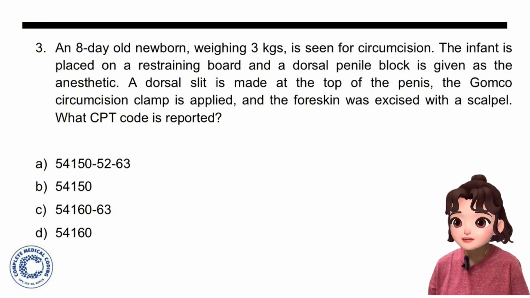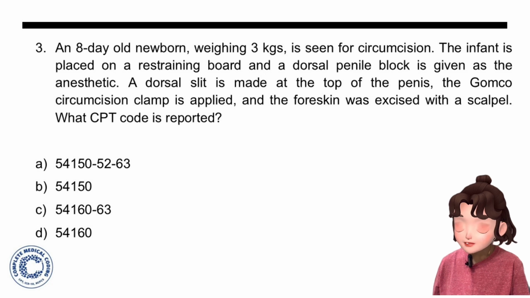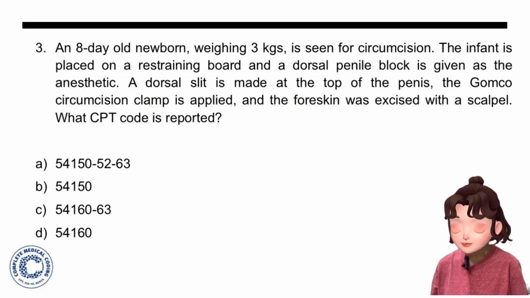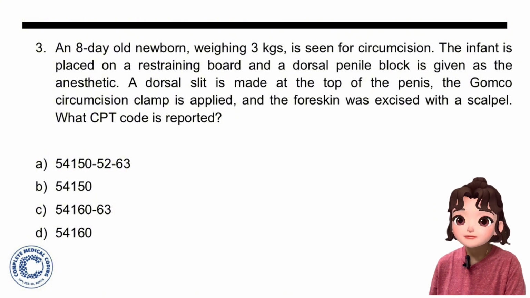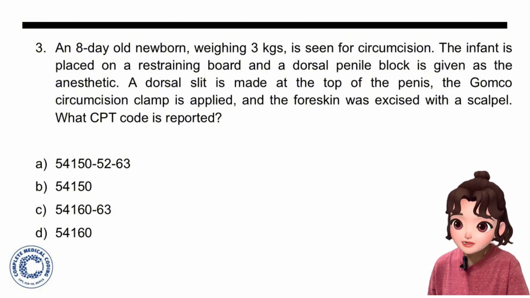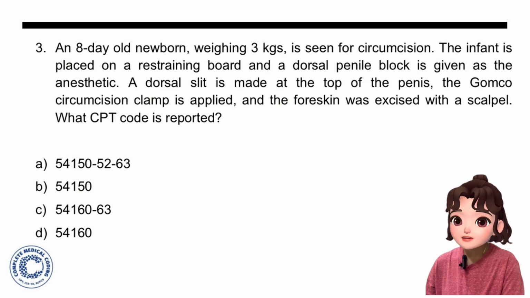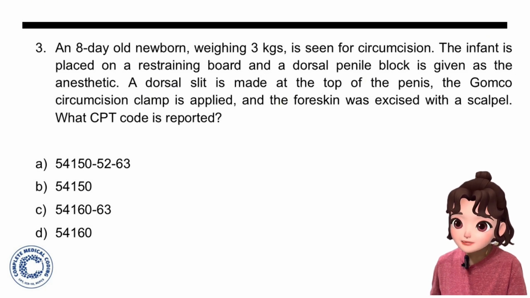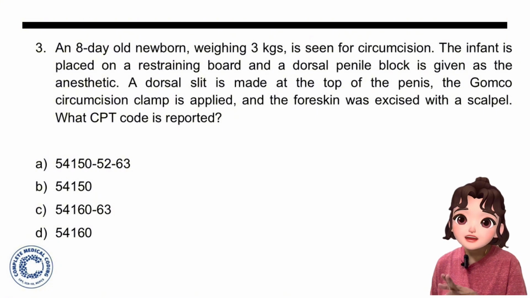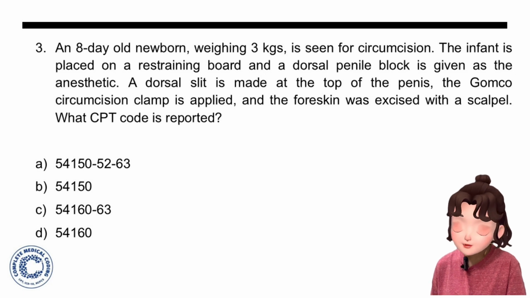So this is something related to the male genital system, right? So it will be under the 50,000 series, male genital system. Yes, circumcision. So here you have to code for the circumcision. We can go directly to the options, to the codes. Option A, 54150. What is 54150? See here, if you can see, only two codes are there, 54150 and 54160. Let's find out which is the correct code.